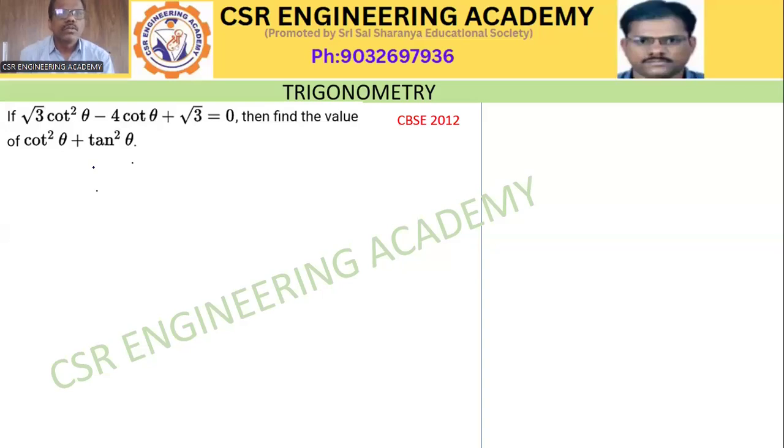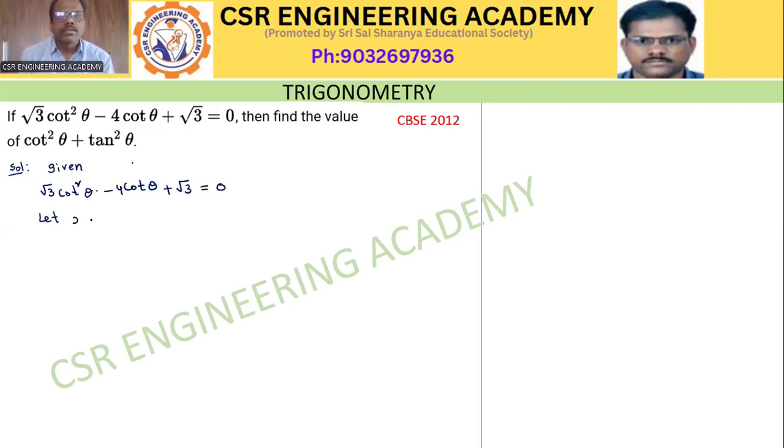If root 3 cot square theta minus 4 cot theta plus root 3 is equal to 0, then find the value of cot square theta plus tan square theta. Given root 3 cot square theta minus 4 cot theta plus root 3 is equal to 0.